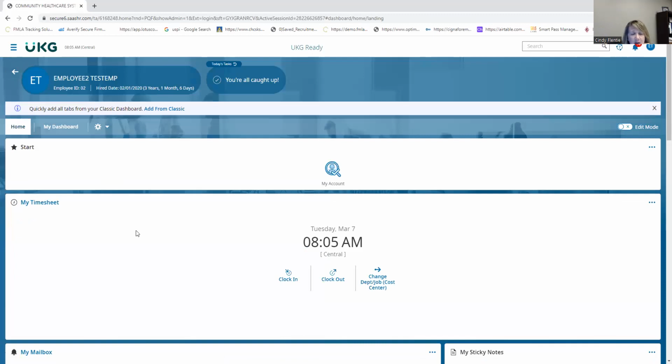Once you hit submit, it starts a workflow that does come to me. I will review it, and we will take any conflicts that have been disclosed and review them with the committee. Like I said, most of the time it's just a notification. If we have concerns or questions, we may follow up just to make sure that we are looking out for the best interests of CHCS, for you the employee, and for our patients.